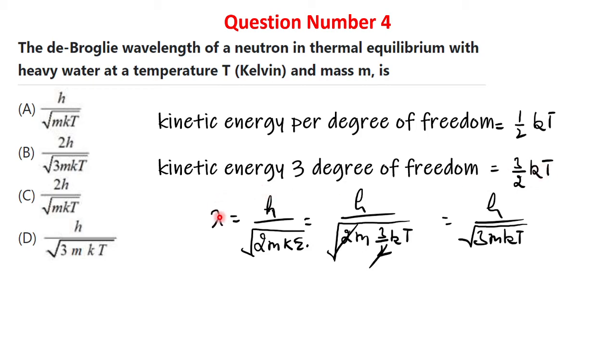So further, for lambda we had 4 relations. One of them was h upon root of twice mass into kinetic energy. So in place of kinetic energy, just substitute 3 by 2 kT. 2 cancels. So the answer is h upon root of 3m kT. Option D is the correct option.